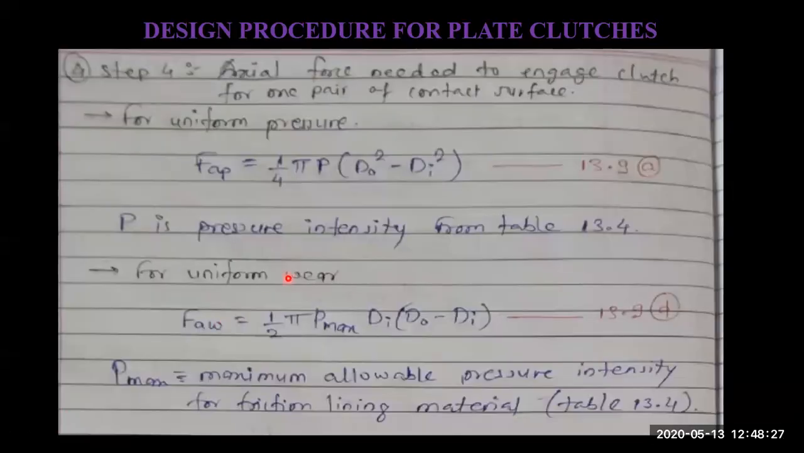And then the fourth step, the force required. So what force you need to apply to engage, so that you apply that particular pressure onto the clutch plate. Again, this differs based on which theory you are using, uniform pressure or uniform wear theory. Whichever theory you are using, the formula will differ accordingly, right? So this talks about the axial pressure.